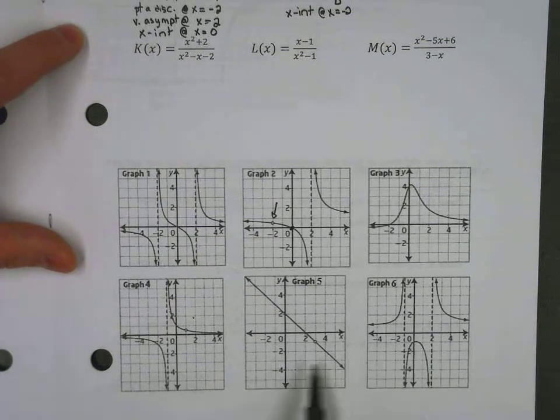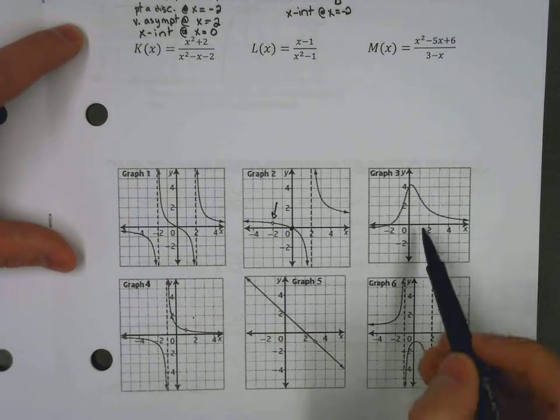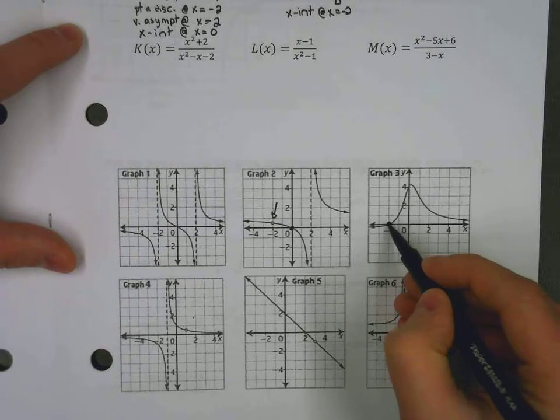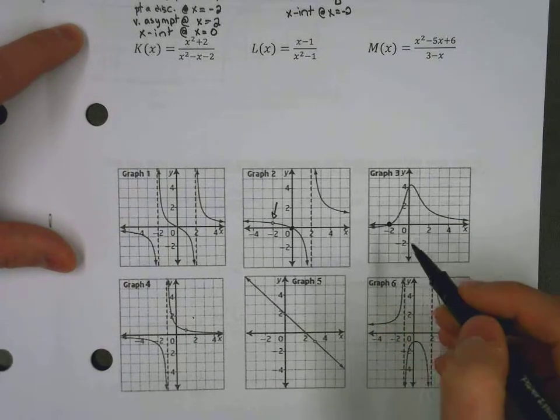I'm seeing x-intercept at positive 2, no. Asymptote, asymptote, asymptote, asymptote. Maybe it's this one. X-intercept at negative 2 and no asymptote. It is graph 3.